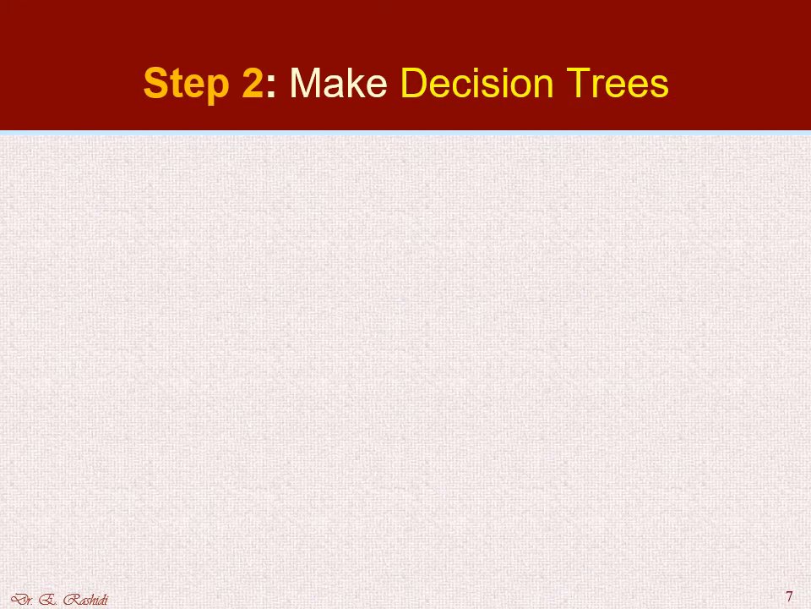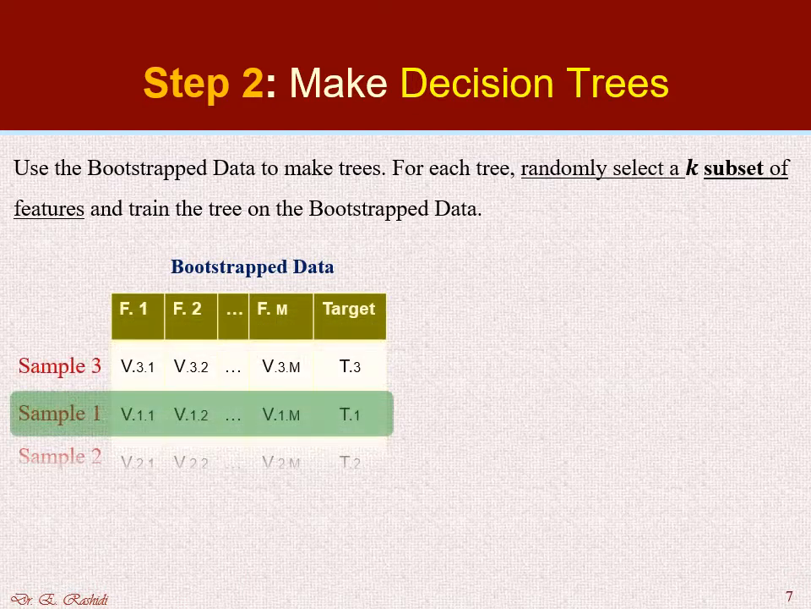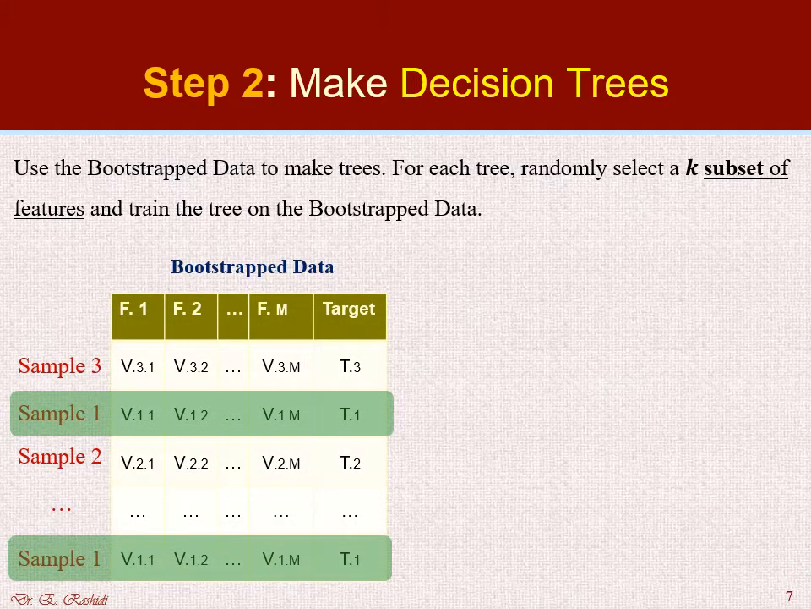Step number 2, make decision trees. Use the Bootstrap dataset to make multiple trees, hence a forest. For each tree, randomly select a k subset of features and train the tree on the Bootstrap dataset. Remember that we have m features. So here we select randomly k number of features in which k is less than m. Let's see an example using our Bootstrap dataset. For the sake of this example, assume k is equal to 2.